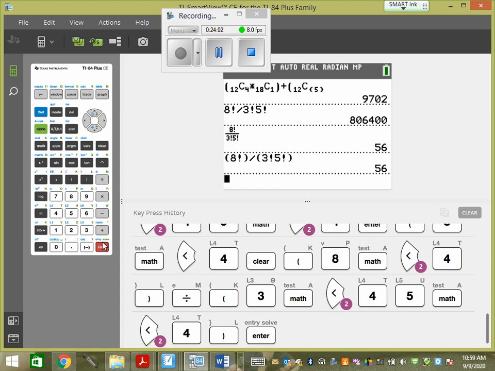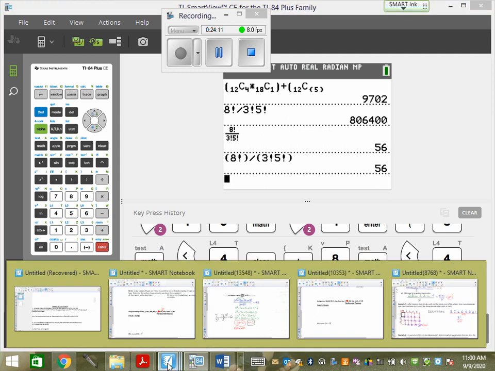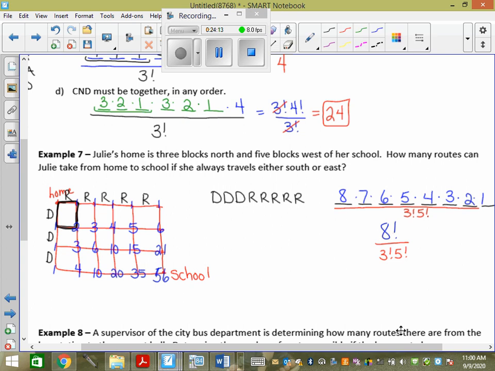Okay, so are we going to please practice with our calculators, okay? Because your calculator may not be at all like my calculator. So the answer is 56. And it matched my work, right?